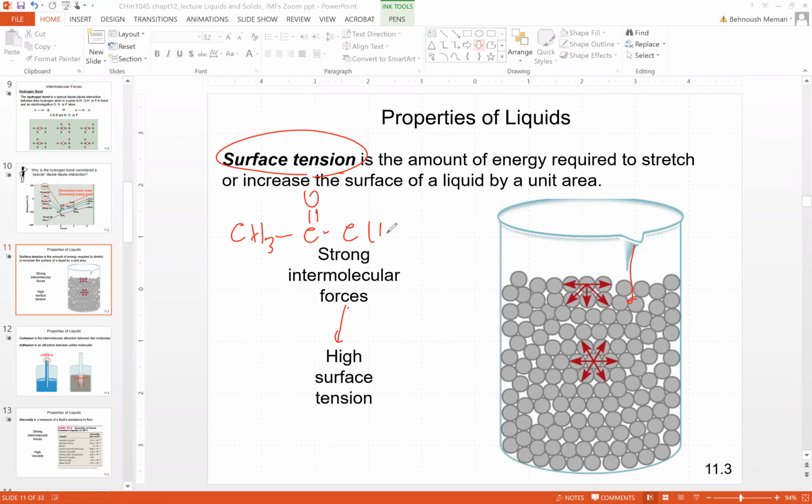CH3COCH3, that's acetone. And then you have the molecule CH3CHOHCH3. Okay. We have H bonding for this molecule, and we know that is H bonding because we have OH. Here is just a dipole-dipole interaction.